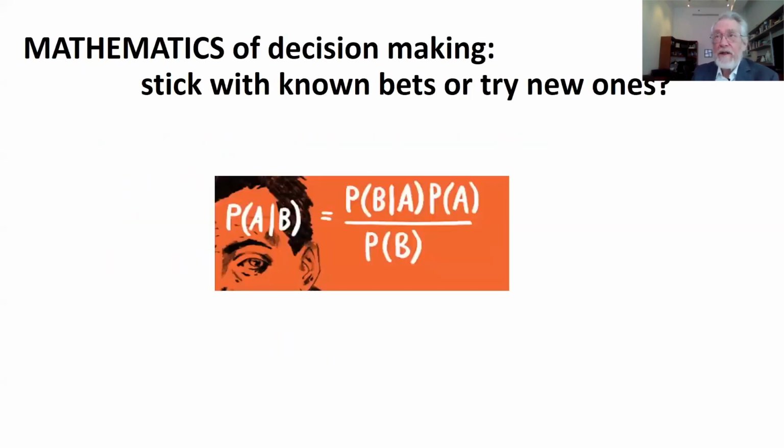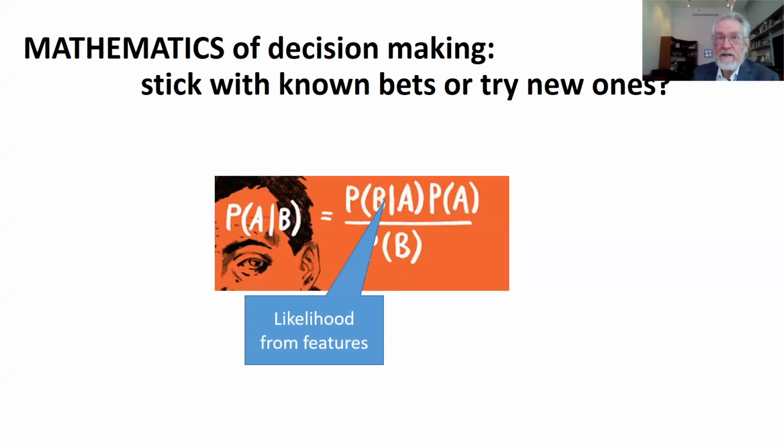So I want to start with this, as this is very commonly used as the mathematics of decision making. The core problem is: do you stick with known bets, things that are generating value for you, or do you try new things? Exploitation, exploration. This is known as foraging in the animal literature. Do you go to the place where you know there's food, or do you search for alternate sources just in case? And this is obviously a Bayesian formulation.